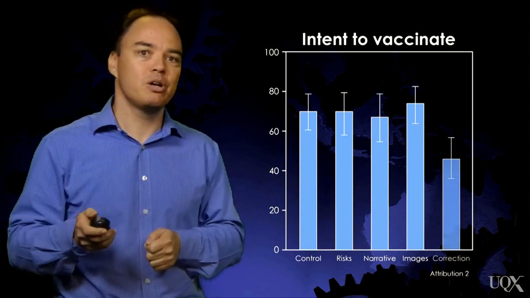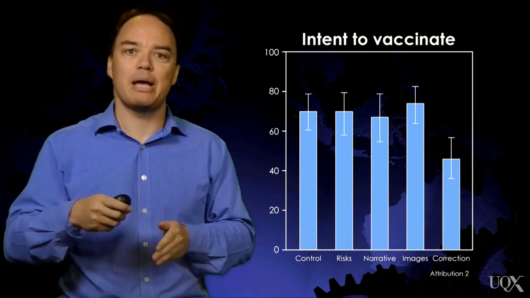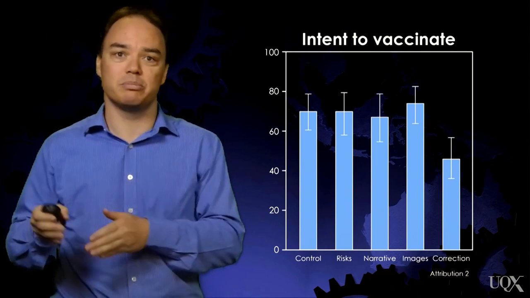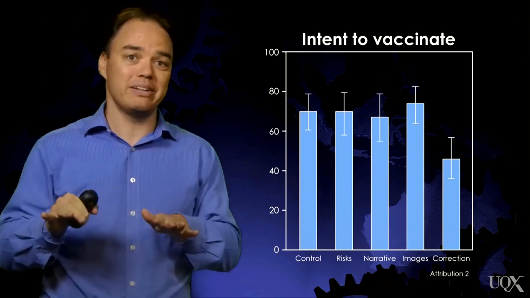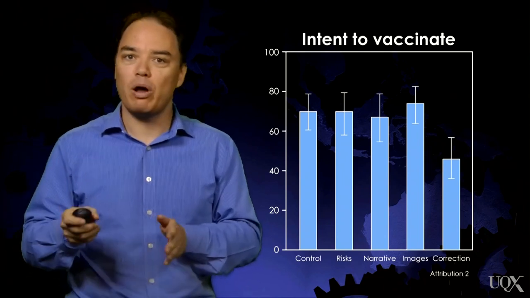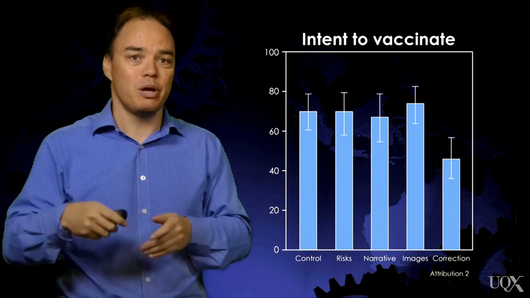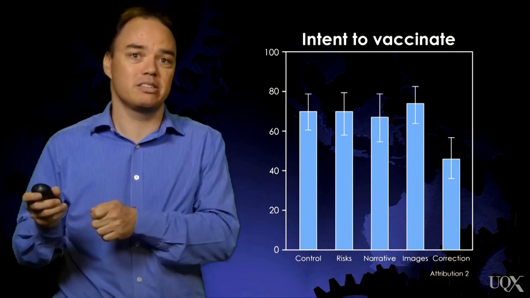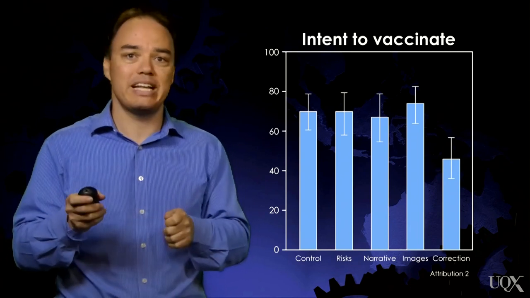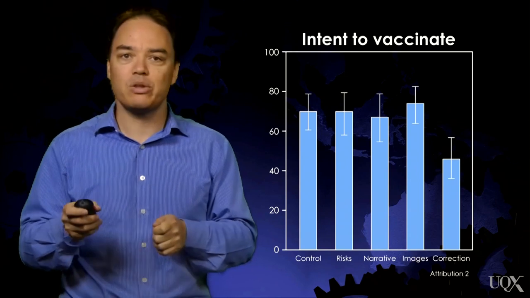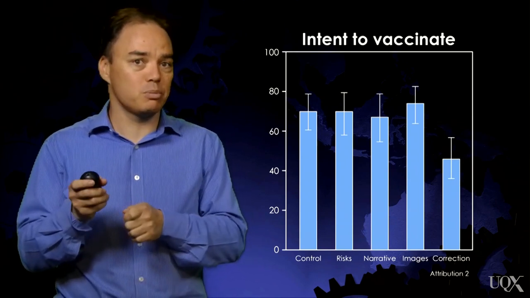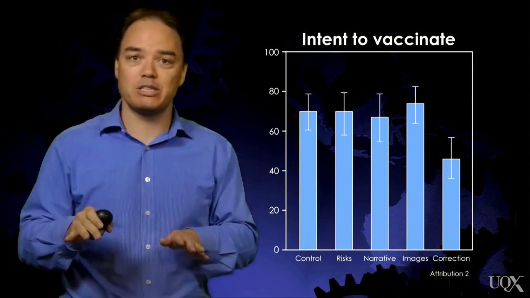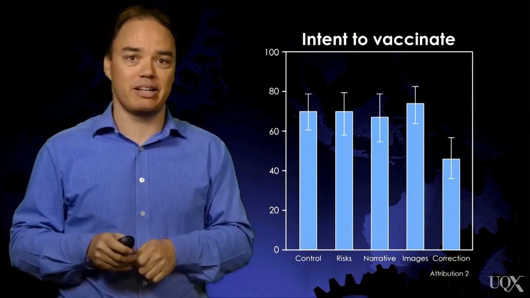And a fifth group read a debunking of the myth claiming that vaccinations led to autism. Debunking the autism myth actually lowered their intent to vaccinate. No matter what message was presented to people predisposed against vaccinations, none increased their intent to vaccinate their children. In other words, for people whose worldview predisposed them to oppose vaccination, no message was successful in changing their minds.